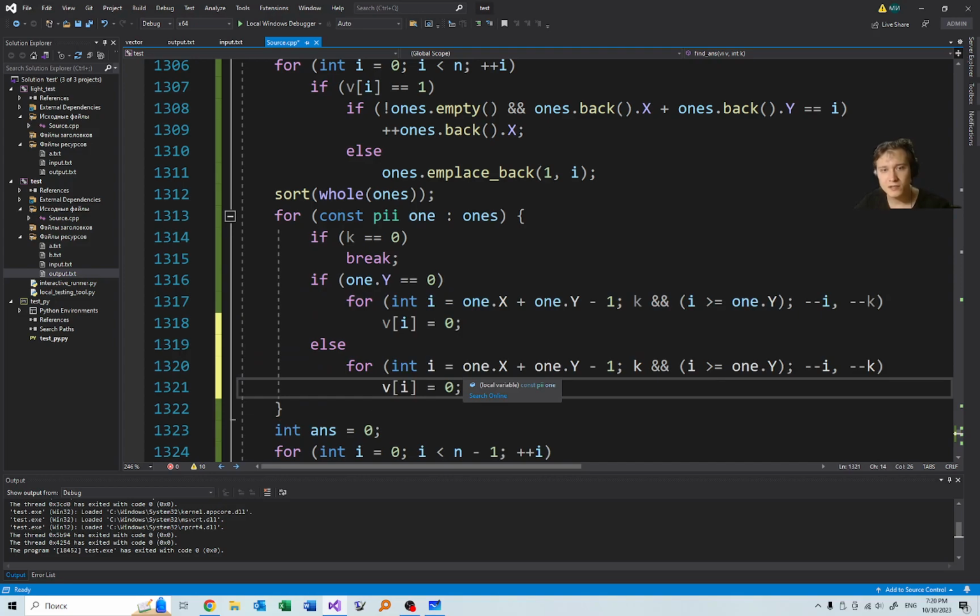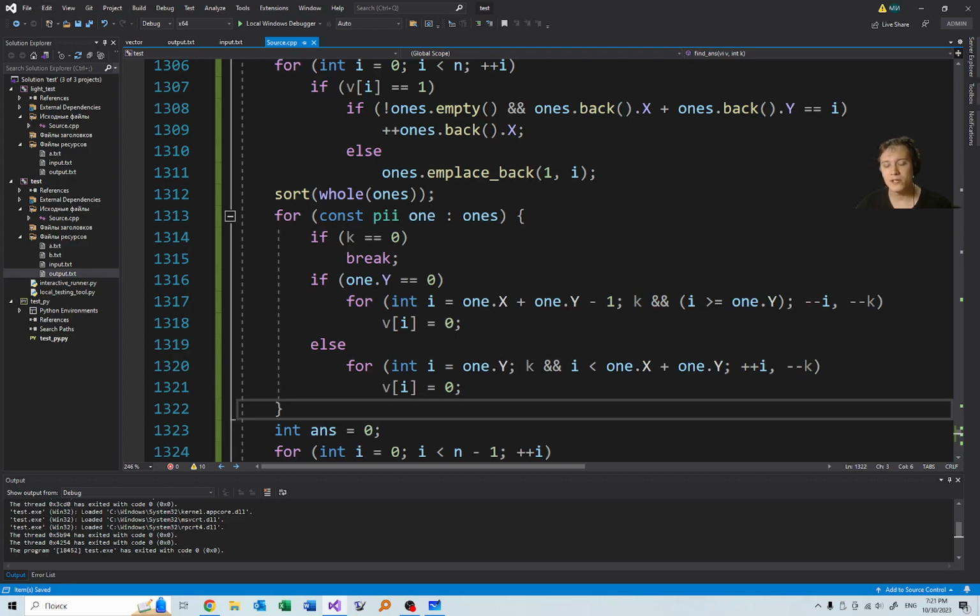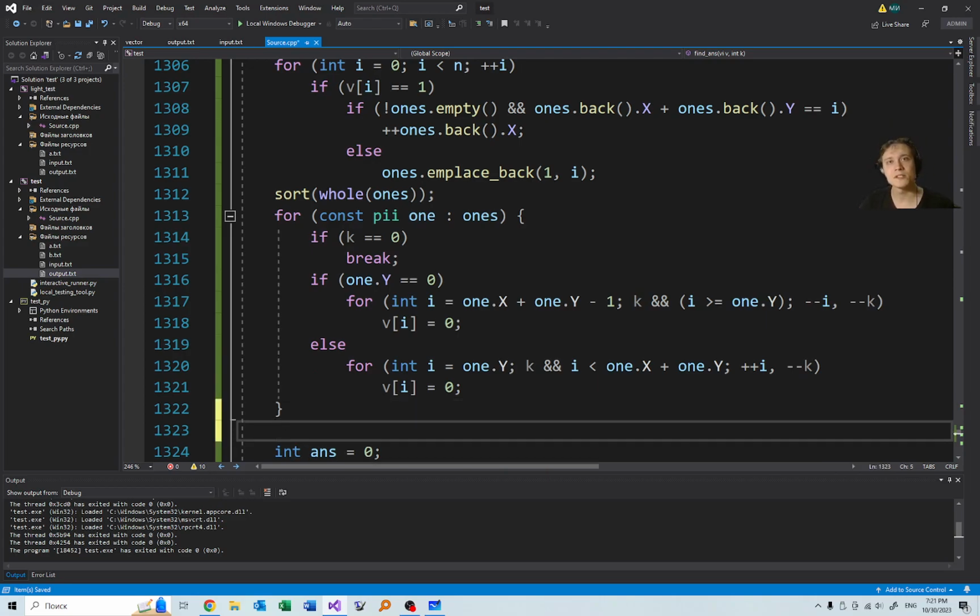So we start in 1.y. We say that it should be less than y.1.x plus 1.y, and plus i, and again minus k, and the same thing. Great. Now we have iterated through all ones, and last but not least, we just need to iterate over all elements which are broken.